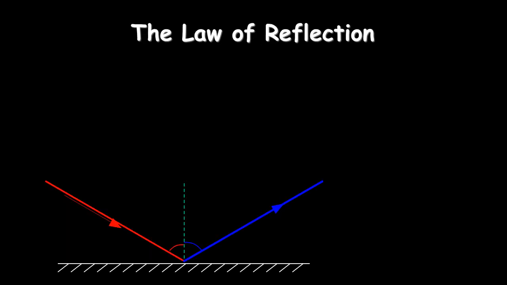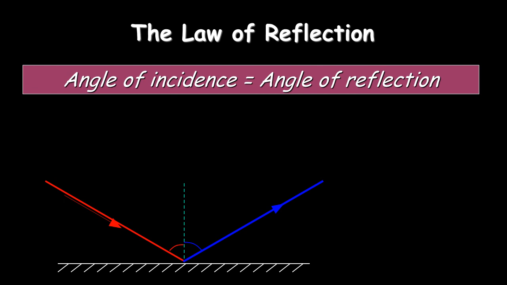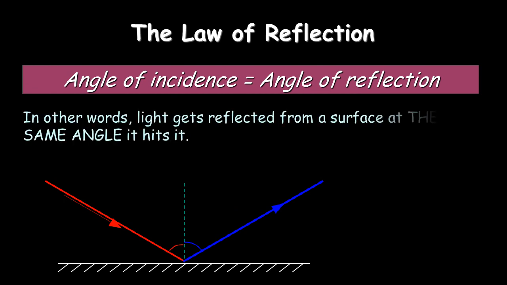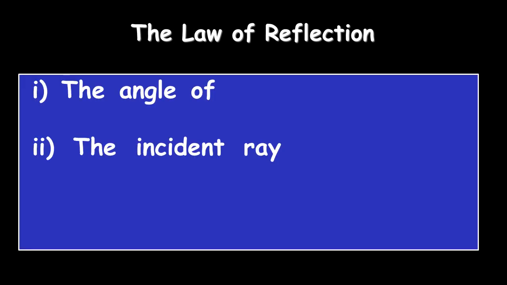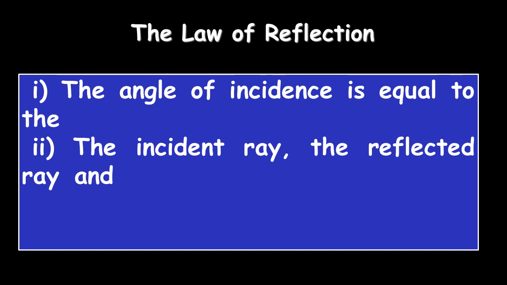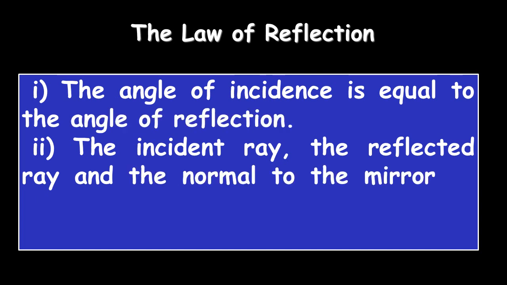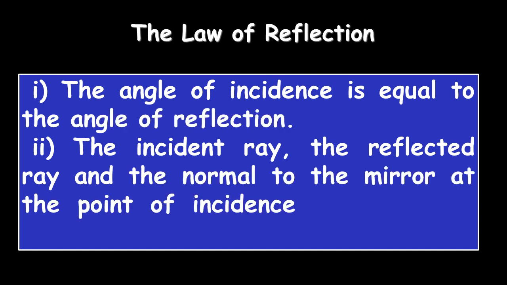Now, the law of reflection. According to the law, the first thing is that the angle of incidence will always be equal to the angle of reflection. Check the diagram here. The incident light ray is falling on the mirror and reflected back. The angles between the normal and the incident ray, and the normal and the reflected ray, are the same. Second point, the incident ray, the reflected ray and the normal to the mirror at the point of incidence all lie in the same plane.